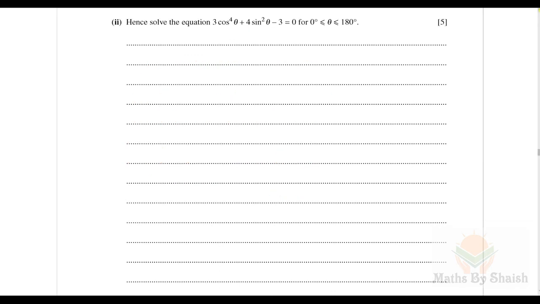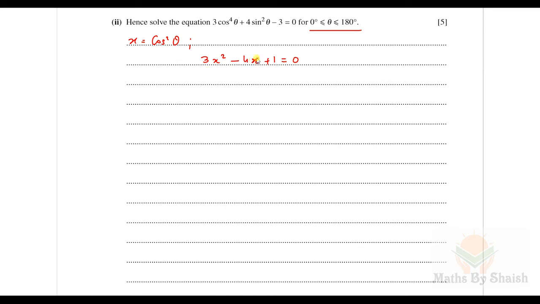Here's the second part. Hence solve the equation 3 cos power 4 theta plus 4 sine square theta minus 3 is equal to 0. So from the first part we have seen if x is equal to cos square theta, then in that case this equation can be written as 3x square minus 4x plus 1 is equal to 0, and theta is between 0 and 180 degree here. So first of all we'll solve this quadratic equation to get the roots.